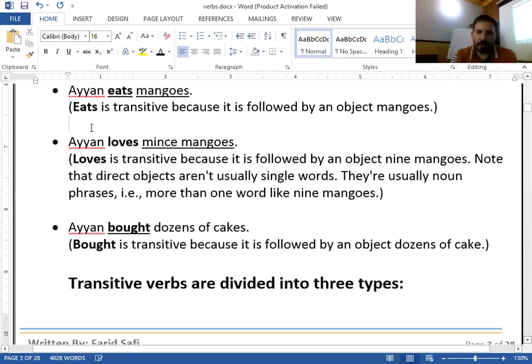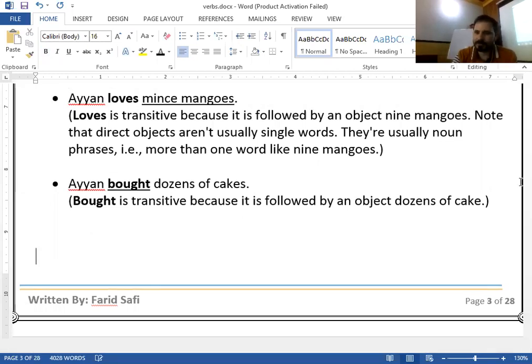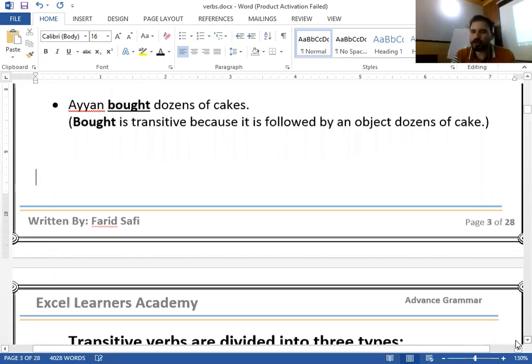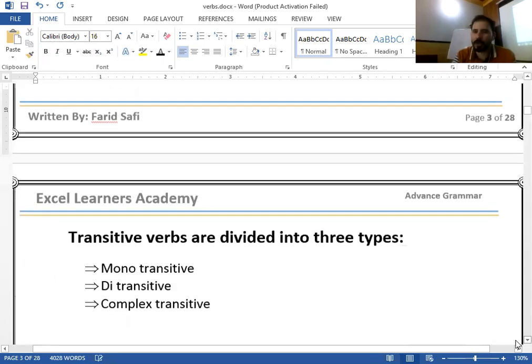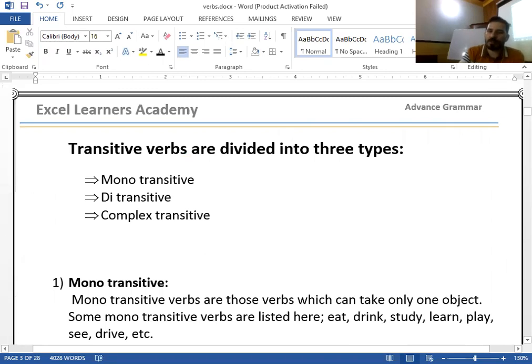Then we want to talk about the types of transitive verbs. We will talk about what? Types of transitive verbs.